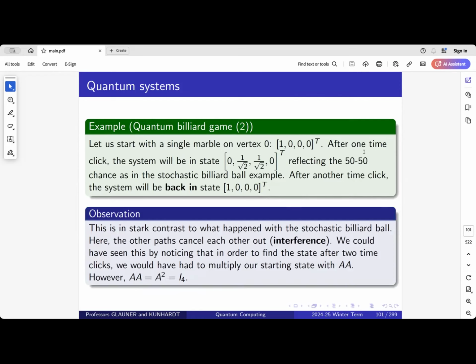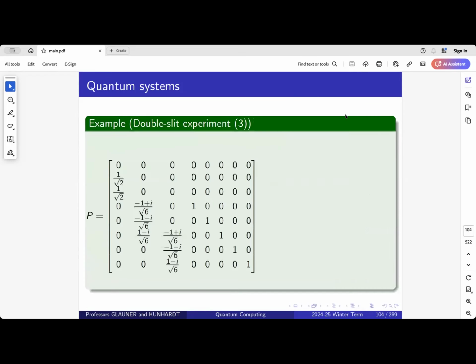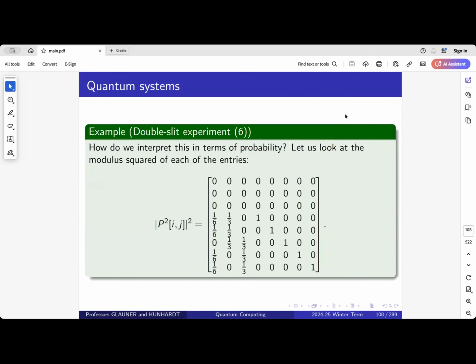This is something you will also see for some quantum gates in this course, but not for all of them. If you want to learn more about the double slit experiment, take a look at the book.